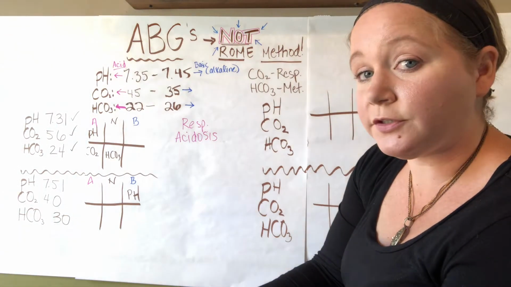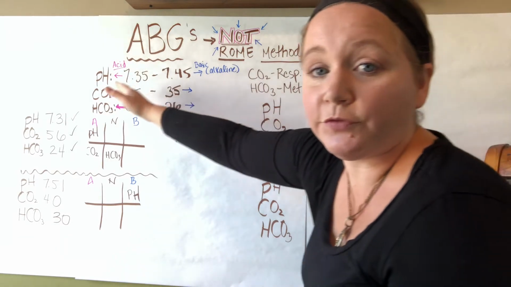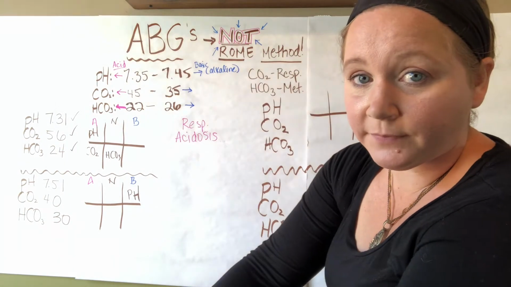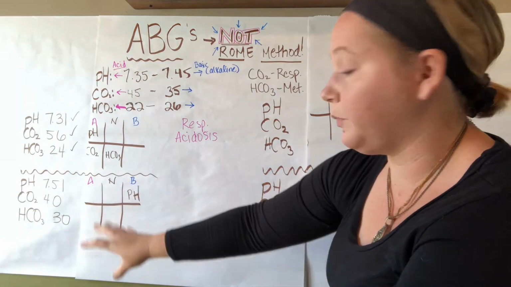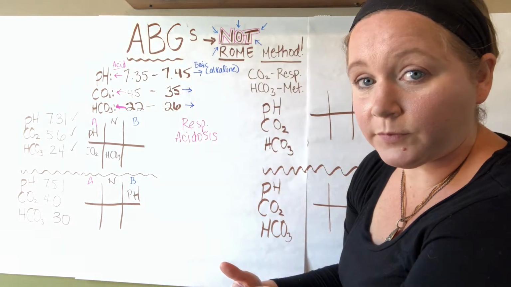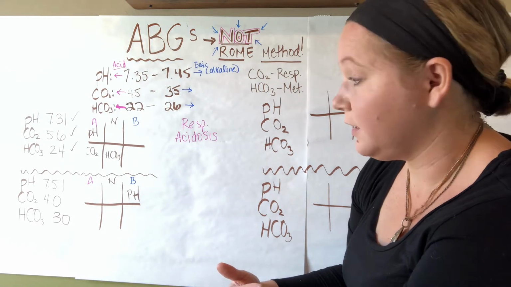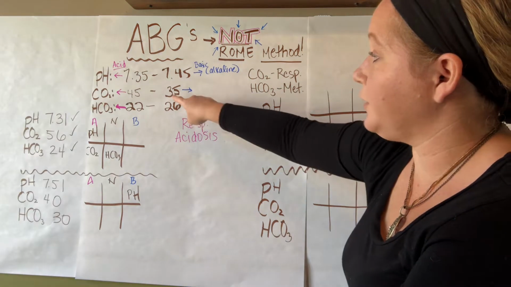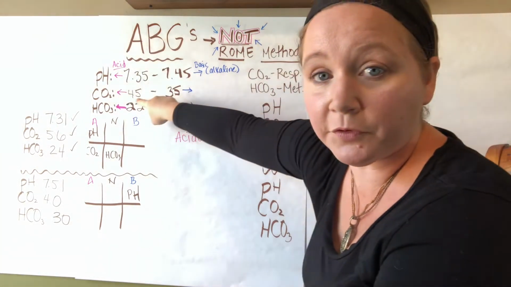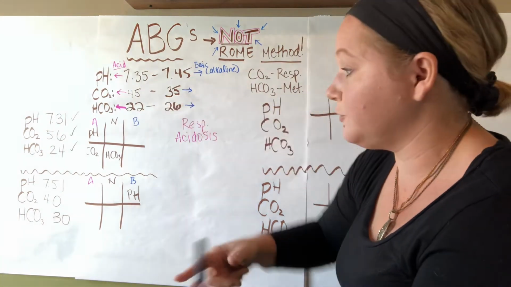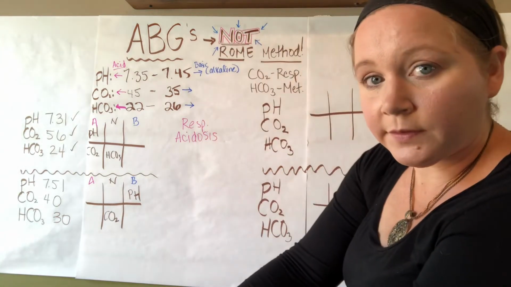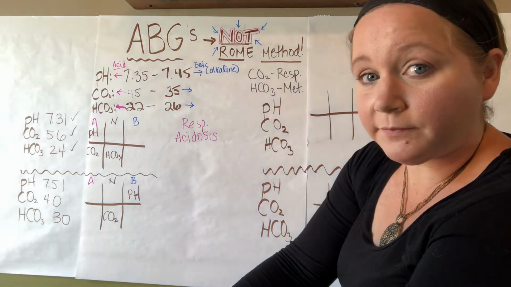So the CO2 range is 35 to 45, and this ABG problem has a CO2 of 40. So where do I put that in this grid? Do I put it on the acid side, the normal side, or the base side? I'll give you a second to look, because this is where it can get tricky. A CO2 of 40. My range is 35 to 45, so 40 lands in between those numbers, which is normal. So that CO2 of 40 goes in my normal box. If you need to rewind that, go back and rewind it.